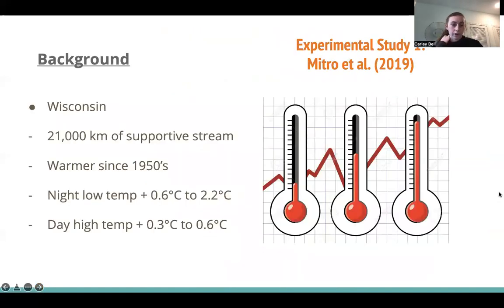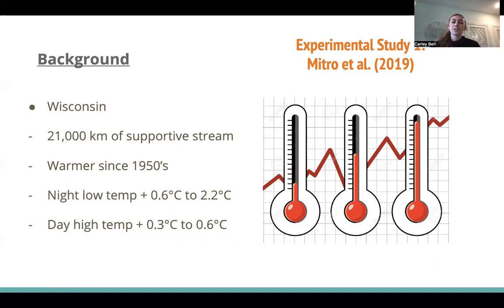So a little bit of background. Wisconsin has 21,000 kilometers of supportive stream reaches for trout when this study began. What that means by supportive stream reaches is that it is cold enough and the flow is smooth enough to where it is suitable for trout. So supportive stream reaches is the same thing as saying suitable stream reaches.